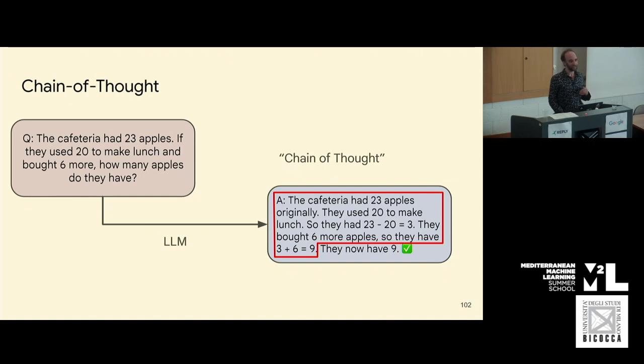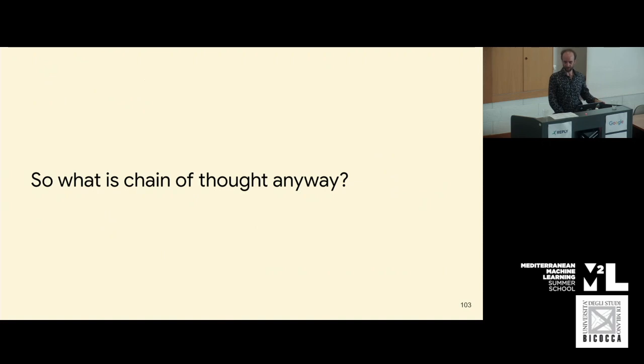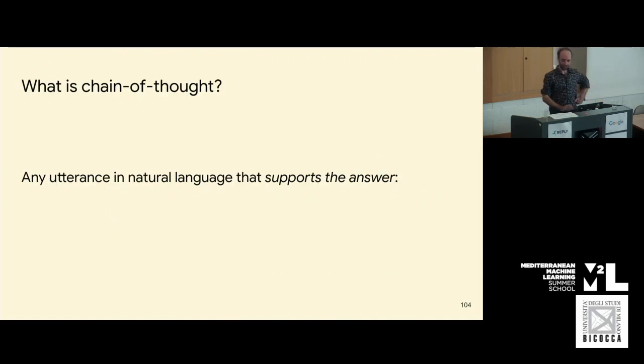So what is chain of thought? It's the natural language computation or reasoning or argumentation that leads to the correct answer. It's any utterance in natural language. This is not an official definition either. People use chain of thought very informally. So it's any utterance in natural language that supports the answer.